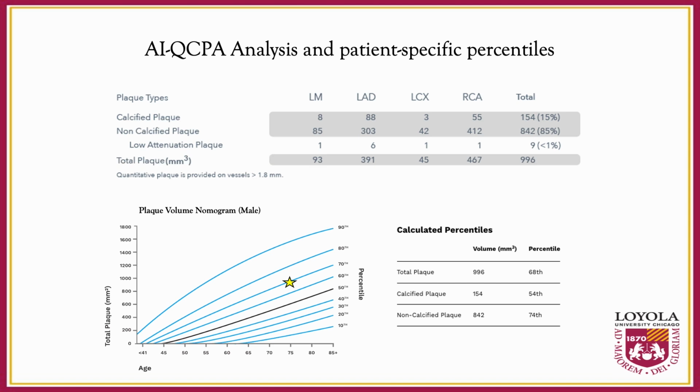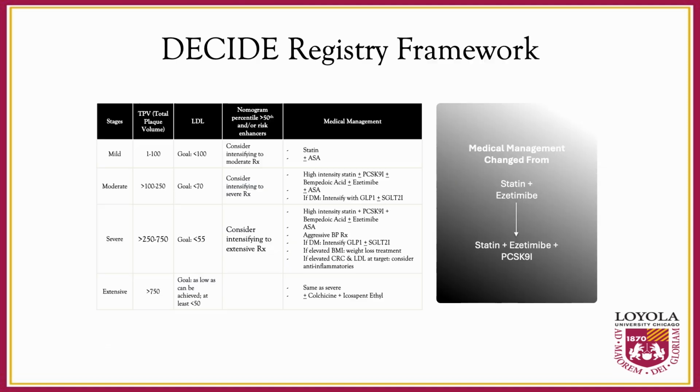Now, based off of his age and sex, you can see that he fell in the 74th percentile for non-calcified plaque at 842 millimeters cubed. Now I would like to share the latest data on plaque volume staging. Multiple approaches to risk stratify patients were evaluated by cardiologists and CT experts to align on Heartflow's plaque staging. Now, plaque staging stratifies patients based on their total plaque volume, which is a strong predictor of myocardial infarction, irrespective of cardiovascular risk scores, coronary artery calcium scores, or stenosis.